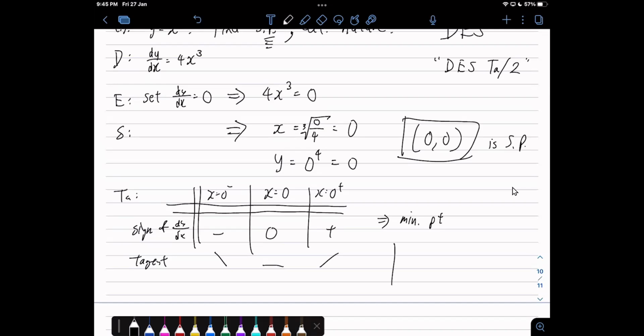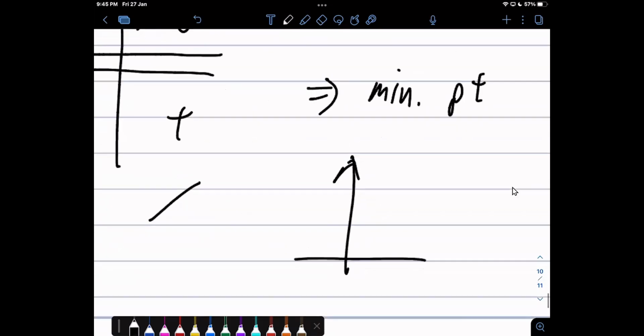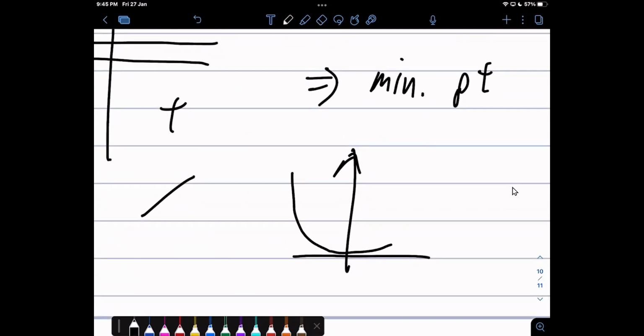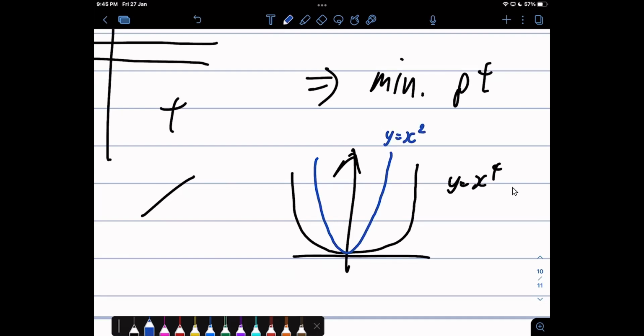Actually, how the graph looks is something like this. Not more like a U shape. This is y equals x to the power 4, compared to this guy, y equals x squared. Okay, it's just a steeper version. You can go decimals and draw it yourself. So that is the conclusion from the first derivative test.